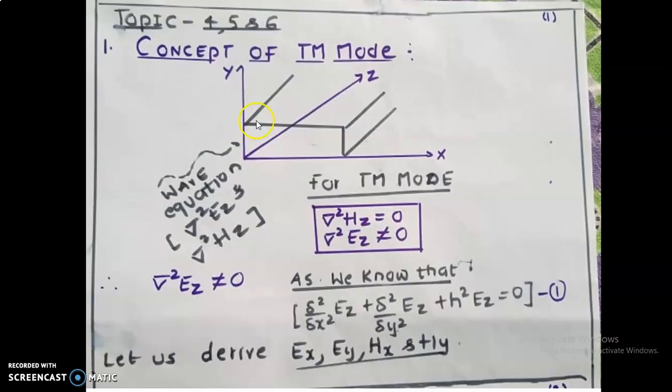We already discussed that TM mode means transverse magnetic mode. Transverse means the magnetic field along the direction of propagation is zero, and the remaining part is the electric field, which exists. We already discussed this formula in the previous derivation, so let us continue from here.